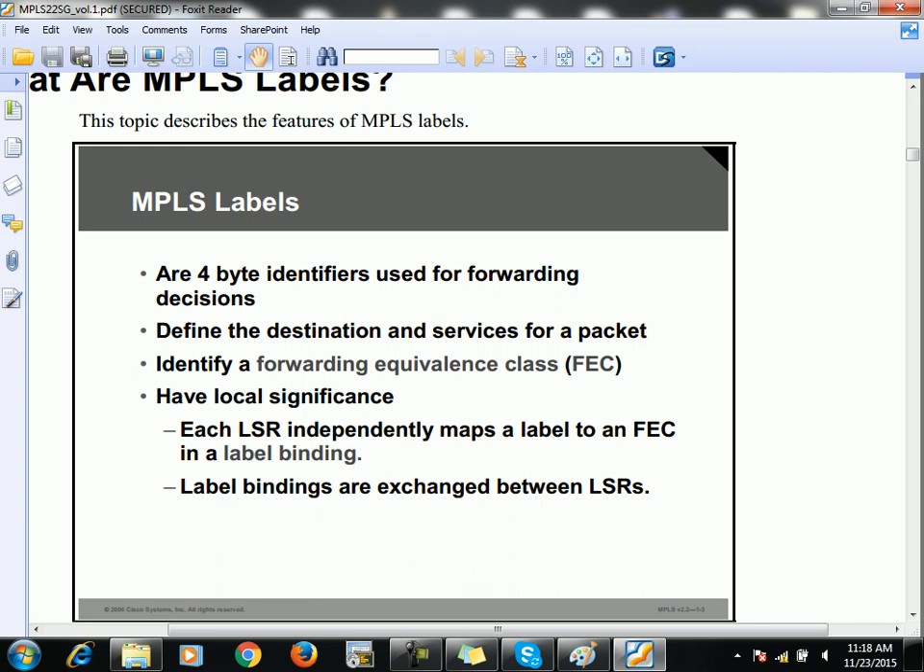Label bindings are exchanged between LSRs. Like if I have done some binding, then I'll give that information to my neighbor. Just as I explained to you before in MPLS, for example, this is the lane of router 1, and whenever router 1 generates a label for a directly connected prefix, it will give that binding to its neighbor: for this prefix, this is your outgoing label. You understand?